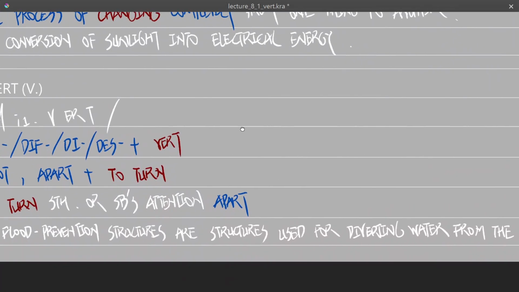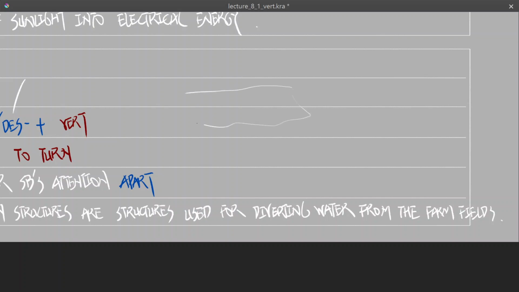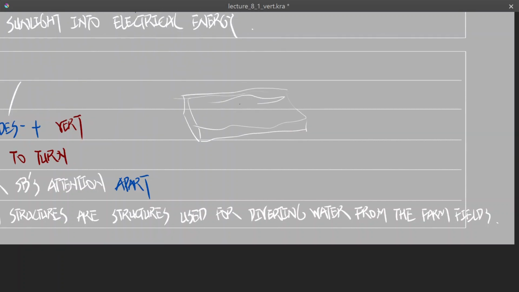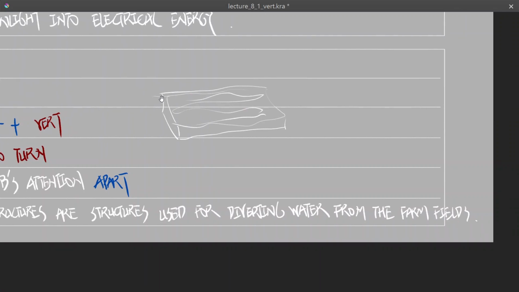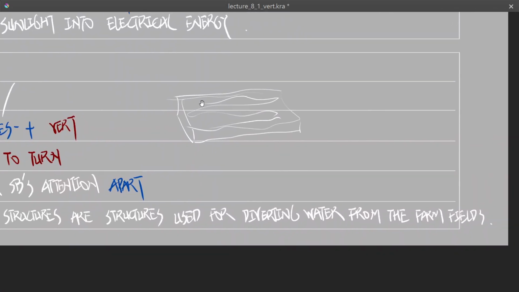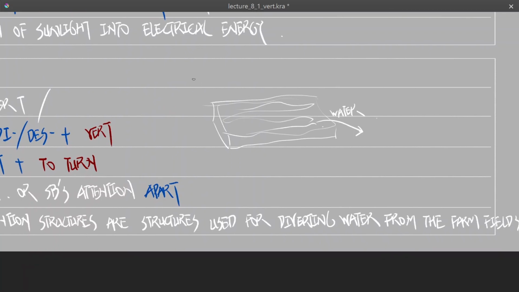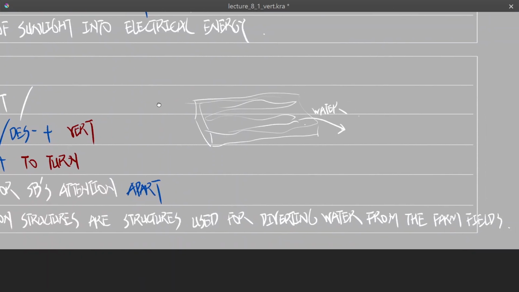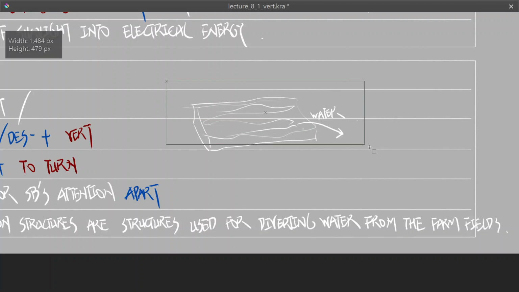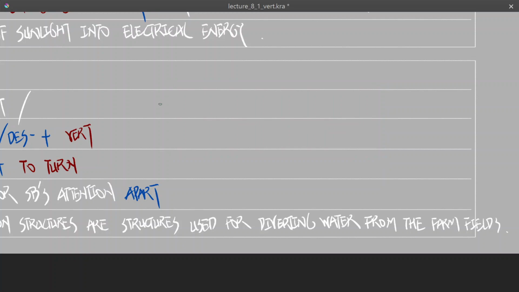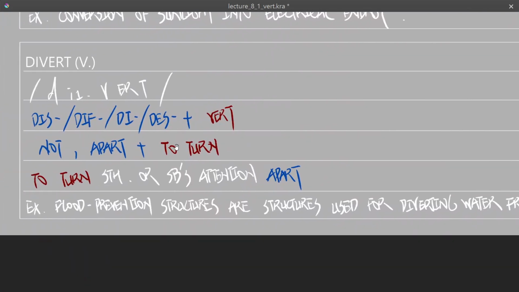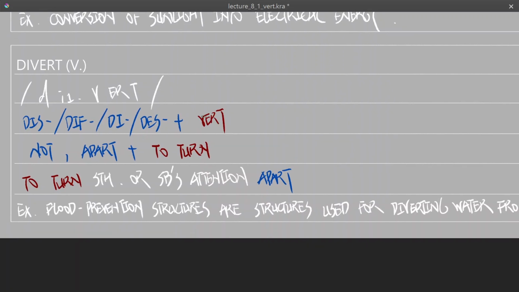So we have something like this: the land is filled with water, and the flood prevention structure is the structure that diverts water away. Otherwise the water is not useful. It cannot be used to grow crops. Right. Or for example, let's say some kind of symbol to turn somebody's attention apart.